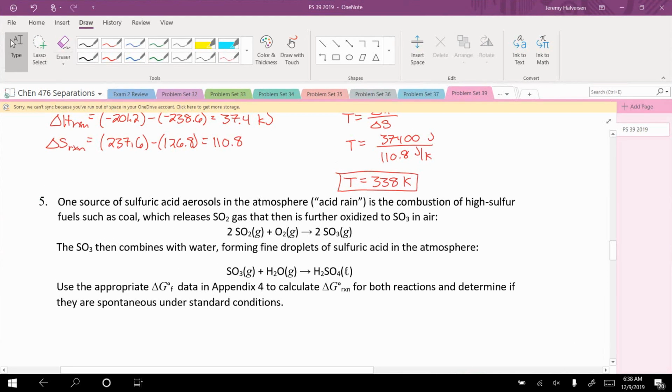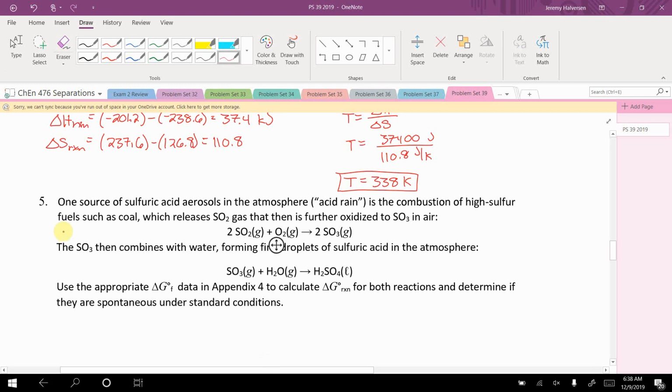Okay. One source of sulfuric acid aerosols in the atmosphere, acid rain, is the combustion of high sulfur fuels such as coal, which release SO2 gas, and then it's further oxidized into SO3 in the air. SO3 then combines with water, forming fine droplets of sulfuric acid in the atmosphere. Use the appropriate delta G formation data in Appendix 4 to calculate delta G naught of both reactions and determine if they were spontaneous under standard conditions.